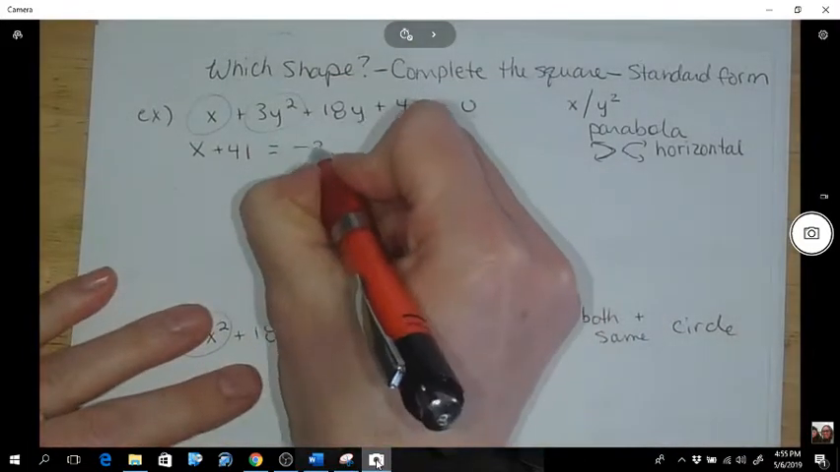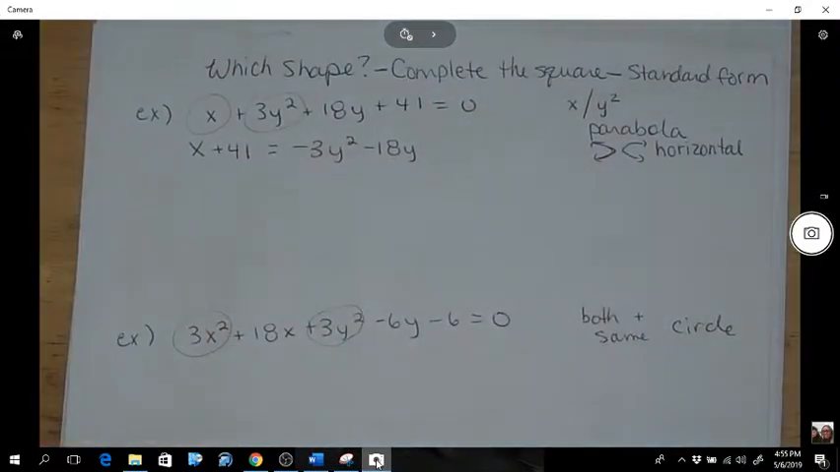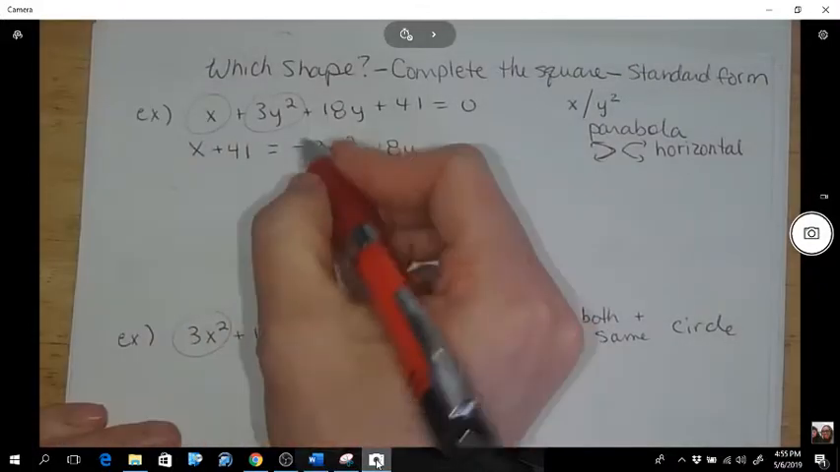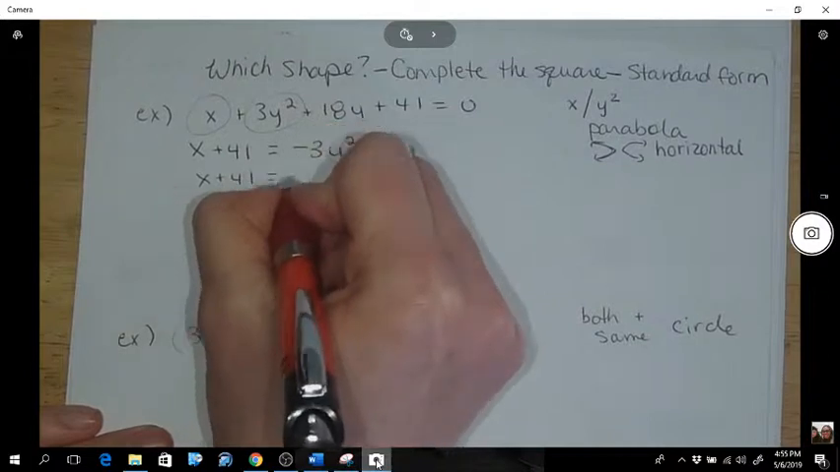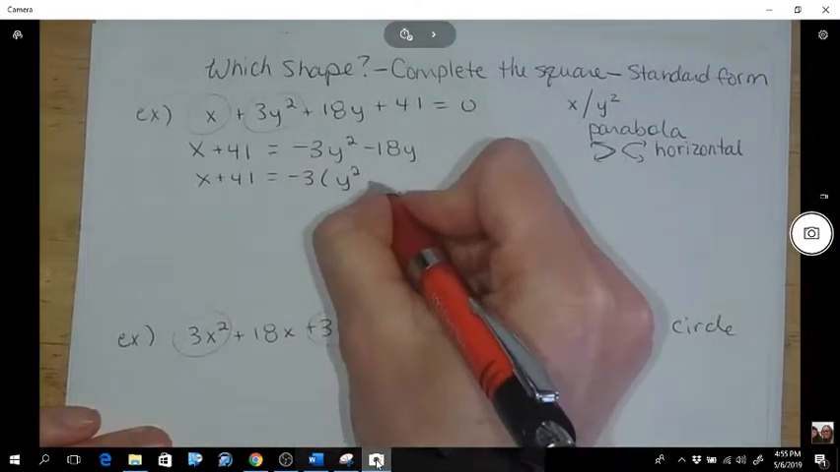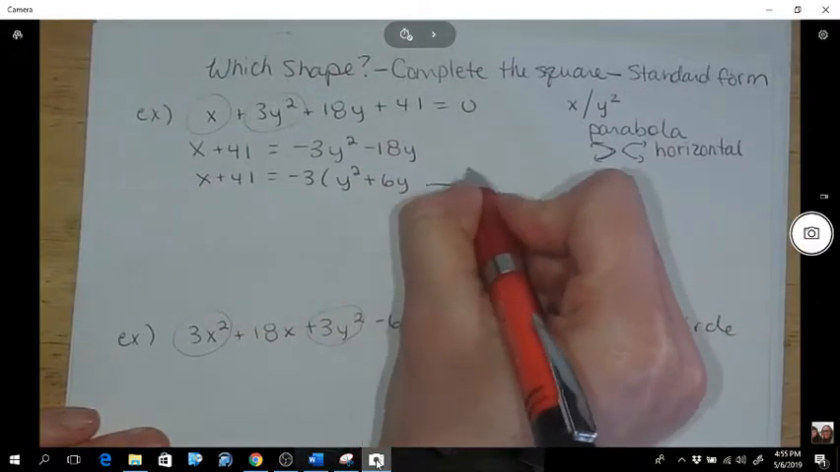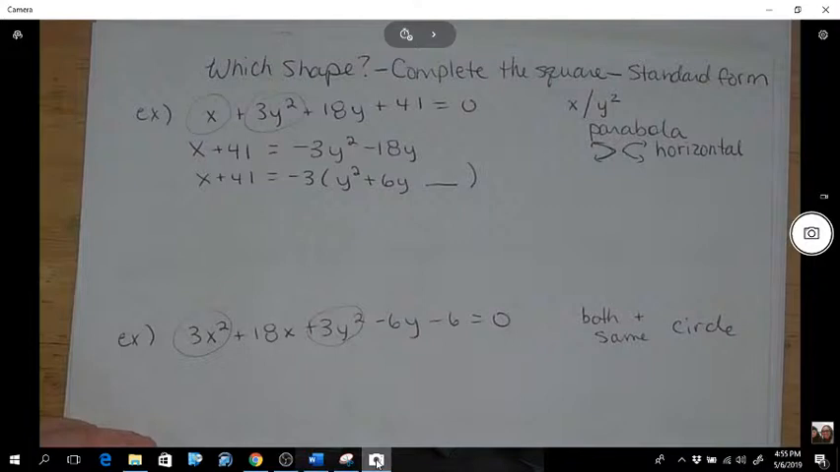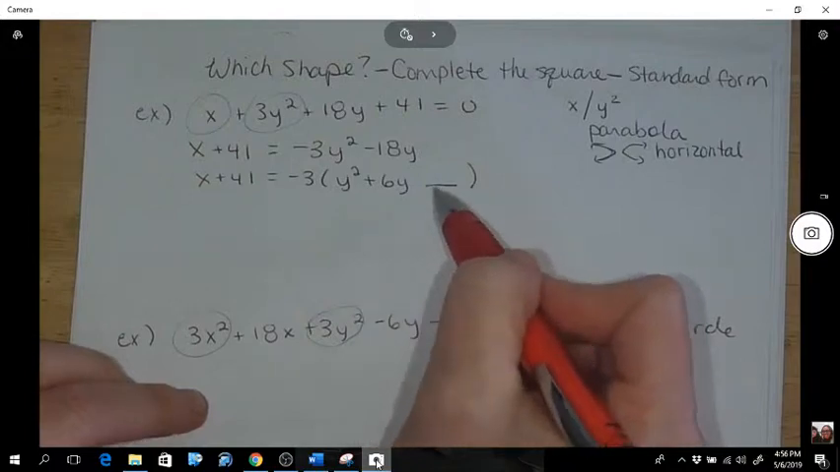So now it's going to be negative y squared and minus 18y. Okay, so now I'm going to factor out on this side. And when I do that, this is y squared. Be careful here. This is a plus 6x. And then I leave a spot. Do you remember this from grade 11? To complete the square in this trinomial.